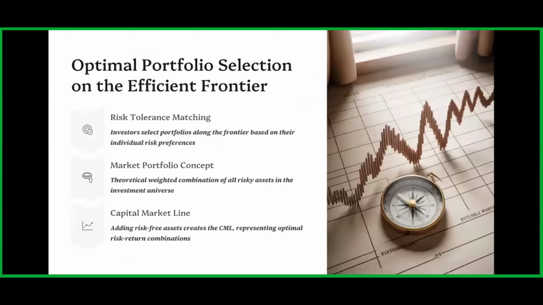Next, optimal portfolio selection on the efficient frontier. How can an investor select the optimum portfolio? He wants the maximum return with the minimum risk. This is the main motive behind investments. Then there is risk tolerance matching. What is the risk tolerance ability of the investor? On that basis, how do we make the optimum portfolio?